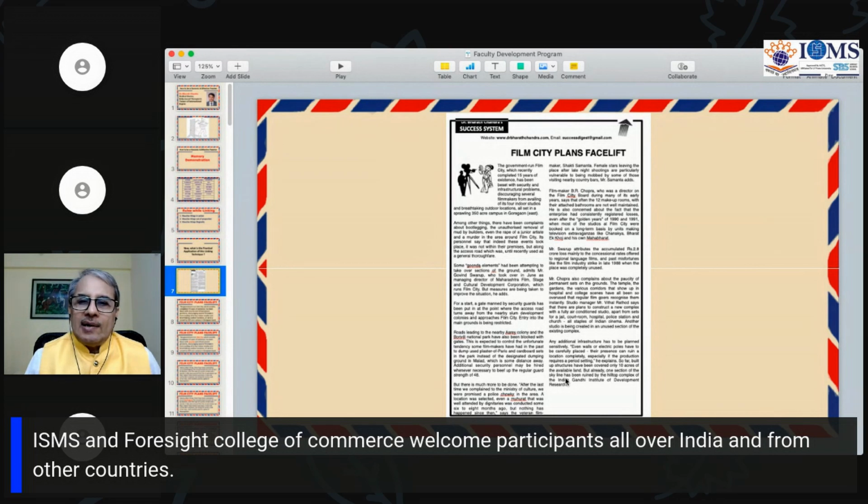And the article is Film City Plans Facelift. I repeat, Film City Plans Facelift. This article came in Times of India approximately 19-20 years ago, and I made a note of it. Now let us imagine, if you look at it, 1, 2, 3, 4, 5, 6, 7, 8, 9, there are 10 paragraphs.